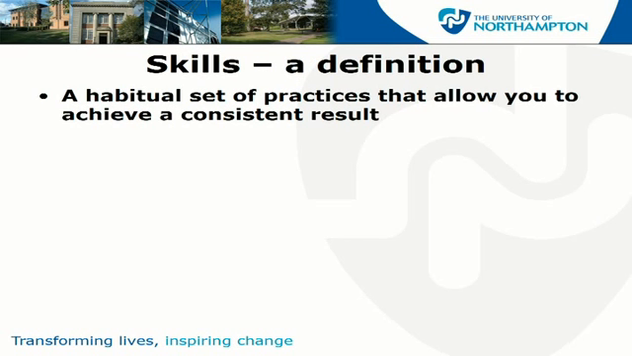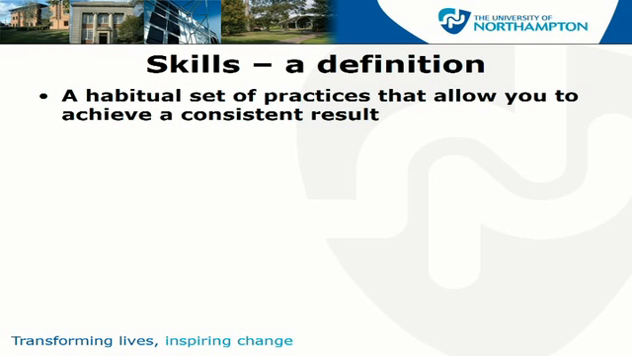I'm going to start here by giving you my personal definition of a skill. You won't find this in any of the books. This is something that's come from me. So if you want to reference this, you will need to reference it to me. So a skill is a habitual set of practices that allow you to achieve a consistent result.